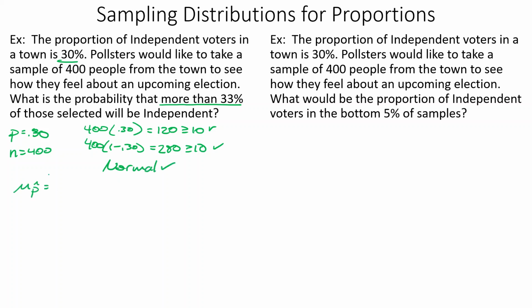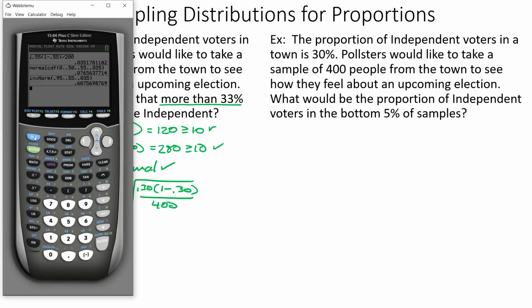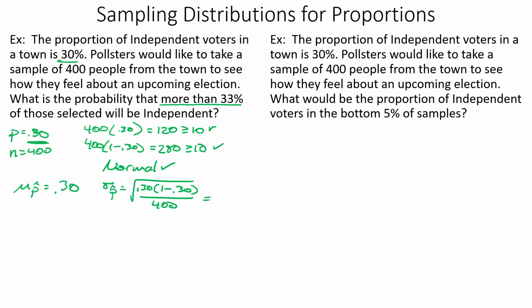The mean of the sampling distribution is just this 0.30. The standard deviation of the sampling distribution is the square root of p times 1 minus p, so 0.30 times 1 minus 0.30, over our sample size, 400. As the sample size keeps getting bigger, these standard deviations will get smaller. So the square root of 0.30 times 1 minus 0.30 divided by 400. 400, not 40, there we go. 0.0229, there's our standard deviation.